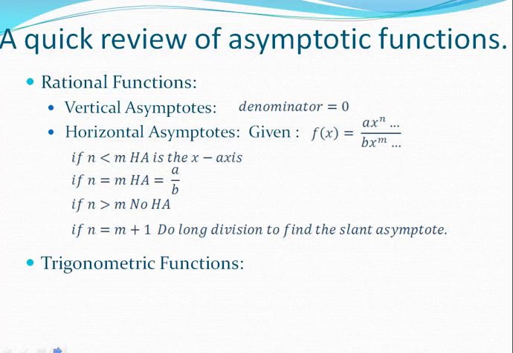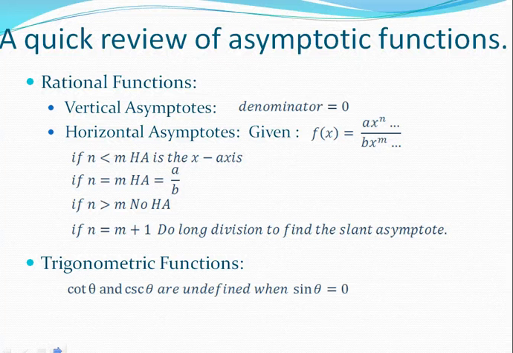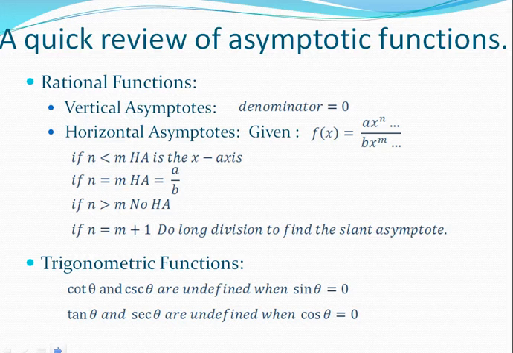Now, other functions that have trouble are trigonometric functions. Remember, sine and cosine are continuous everywhere, but the ones that use them as their denominators are not. So anytime that sine is equal to 0, cotangent and cosecant are going to have an asymptote. And likewise, when cosine is equal to 0, tangent and secant are going to have an asymptote. So use sine and cosine as your guides to sketch the other functions.